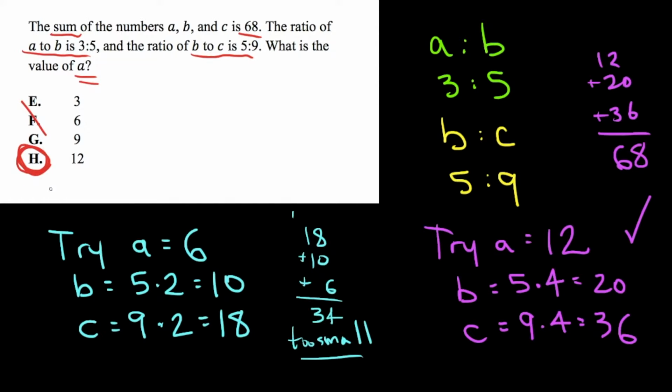Let's say instead of trying 12 after I tried 6, I went to 9. I would have seen that that's not the answer and that it's still too small, so then we still would have known that 12 is what we're looking for.